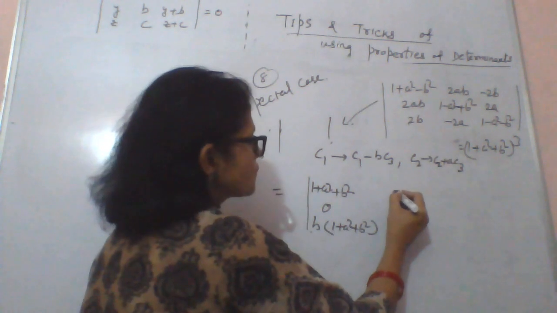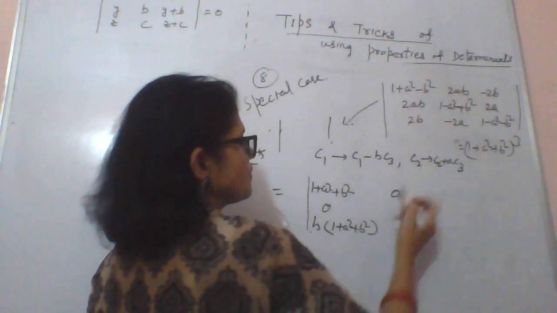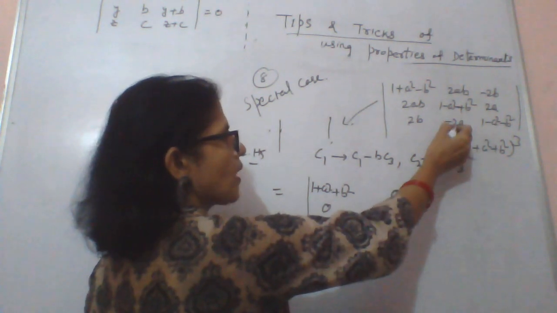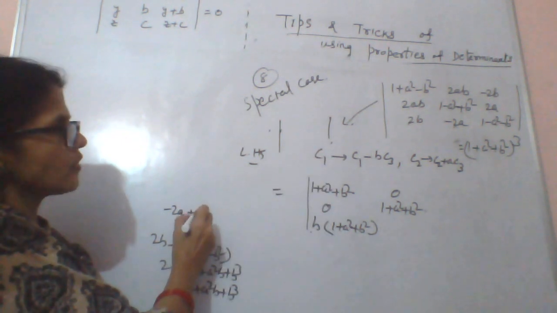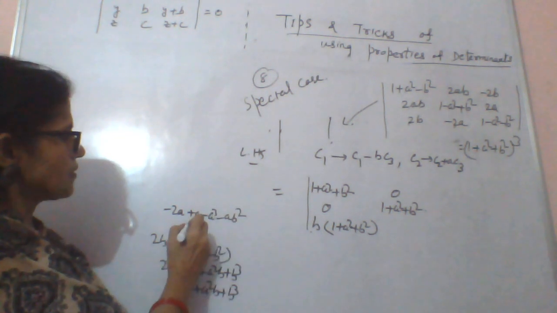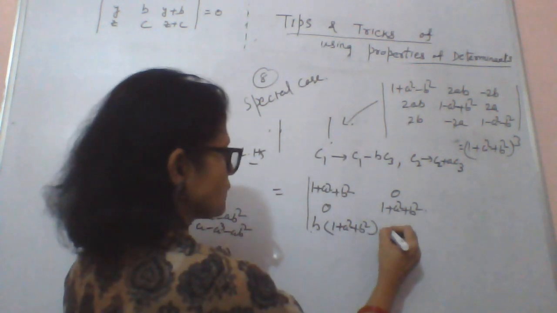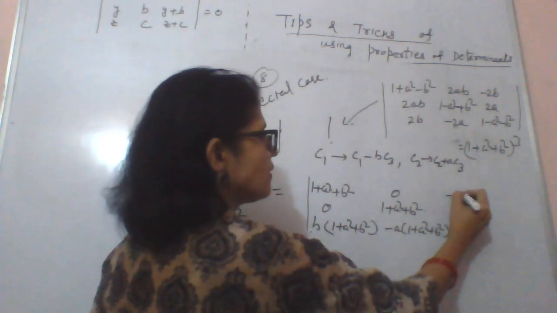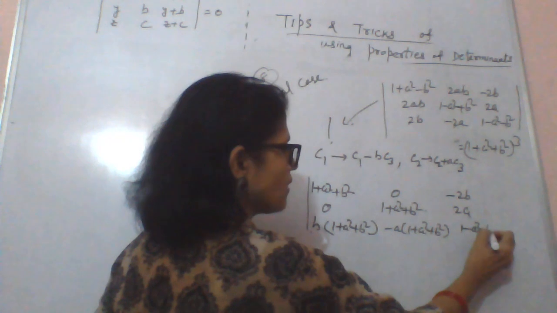So here you are getting 0. Now 1 minus A square plus B square plus this, so you are getting 1 plus A square plus B square. Now here minus 2A plus AC3 plus A minus A cube minus AB square, meaning minus A cube minus AB square. So taking minus A common, 1 plus A square plus B square. Right? And C3 as it is, minus 2B, 2A, 1 minus A square minus B square.